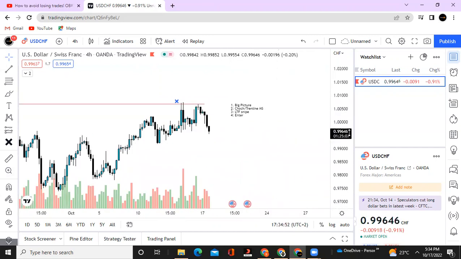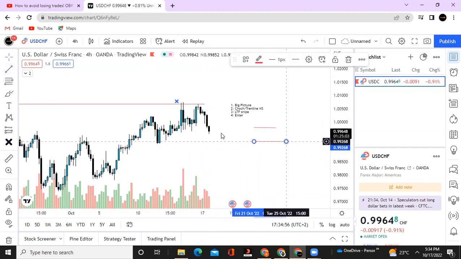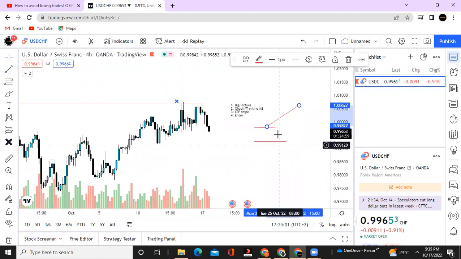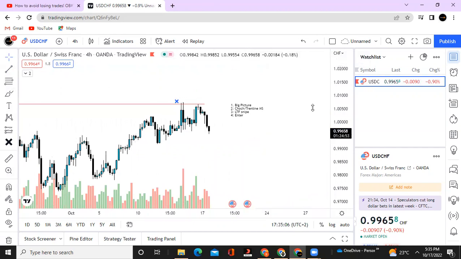Then we usually look for the change of character pattern, which is usually when price does that and then breaks below or above price. And then we look for an order block which caused that to trade from. But in this scenario, we don't really see that. And then you'll wonder, hey, what must we do? Well, then you look at trend line market structure.